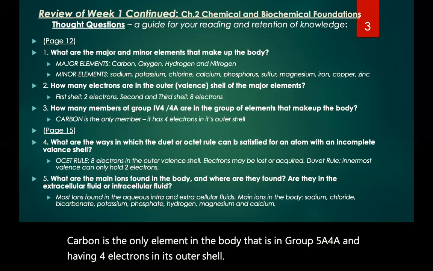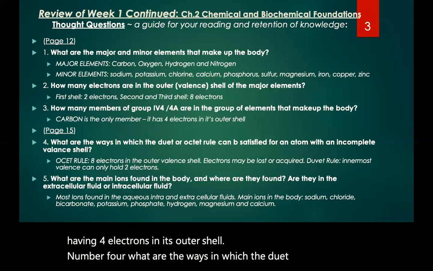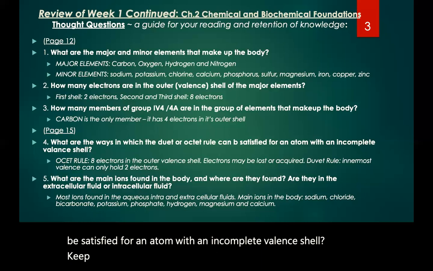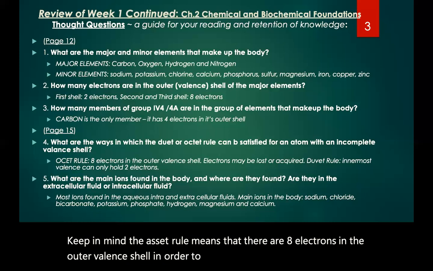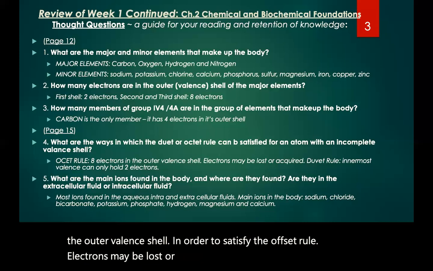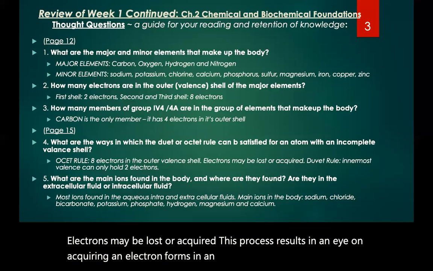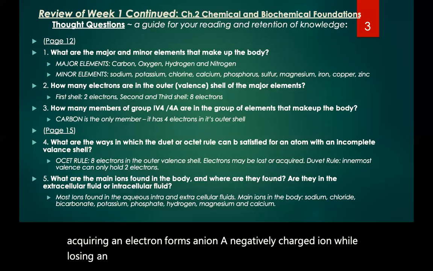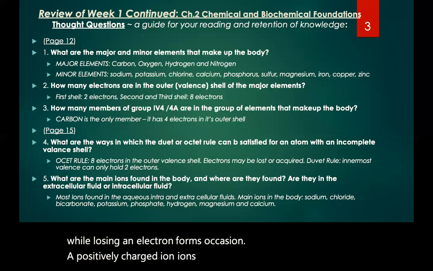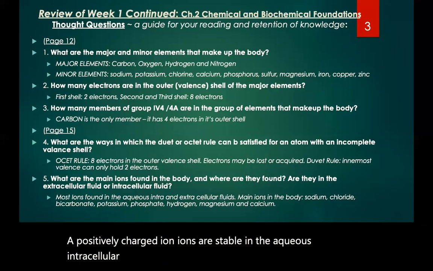Number 4, what are the ways in which the duet or octet rule can be satisfied for an atom with an incomplete valence shell? Keep in mind, the octet rule means that there are 8 electrons in the outer valence shell. In order to satisfy the octet rule, electrons may be lost or acquired. This process results in an ion. Acquiring an electron forms an anion, a negatively charged ion, while losing an electron forms a cation, a positively charged ion. Ions are stable in the aqueous intracellular and extracellular fluids as their electrical charges are surrounded by polar water molecules.